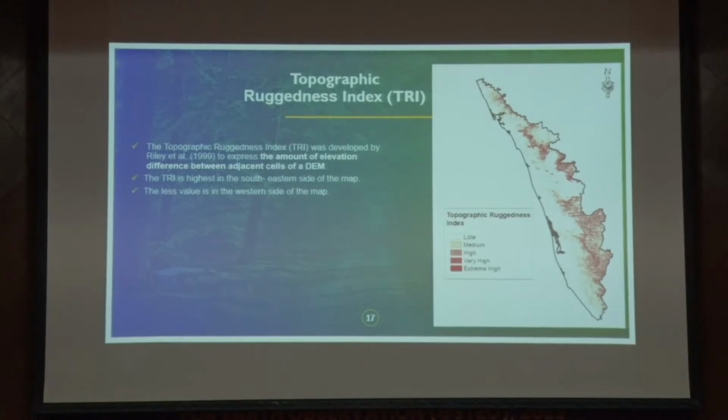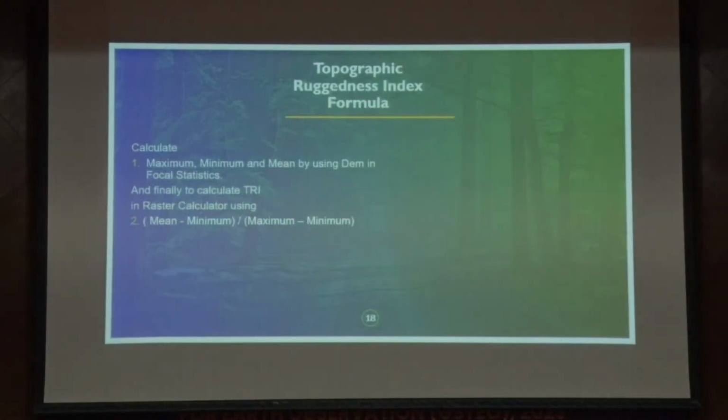This is the topographic ruggedness index. This index was developed by Riley et al. to express the amount of elevation difference between adjacent cells of a DEM. This is the formula. In this formula, we calculate the focal statistics maximum, minimum, and mean using the DEM. And finally, to calculate TRI in the raster calculator, we use this formula.